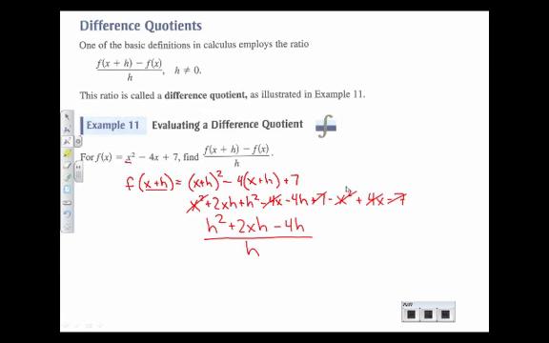And let's go ahead and divide everything we see here by h. You'll notice that every term on the top has an h in it. So we'll end up with h plus 2x minus 4. All right? And that is our difference quotient. Go ahead and see if you can solve this yourself.